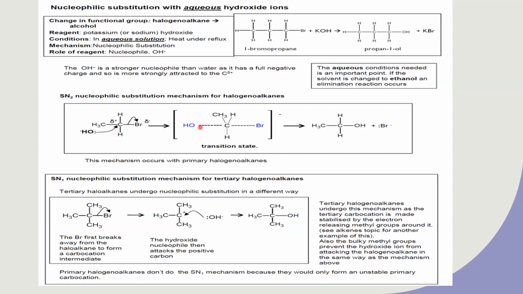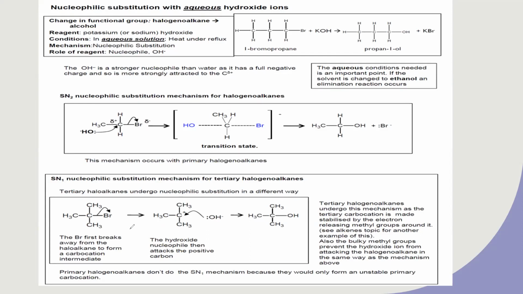So as a result, what happens? Bond breaking and bond forming will take place at the same time. And the charge which will appear on the transition state is negative. Why negative? Because overall this molecule is neutral originally, but OH has a negative charge. That's why the whole transition state will be negative. And then Br will break the bond and OH is forming the bond. As a result, the bromide ion will leave and it will form an alcohol. This happened with the primary halogenoalkane.